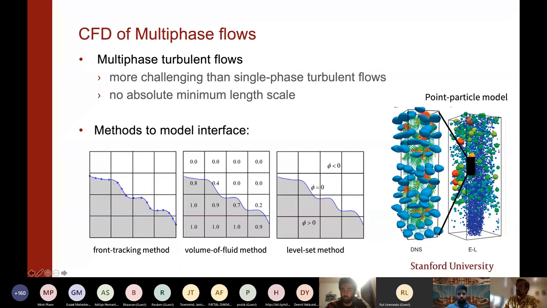So what people typically do is remove the whole drop and add a point particle. Because you're not resolving it, you need to model the missing physics. That's called the point particle model.